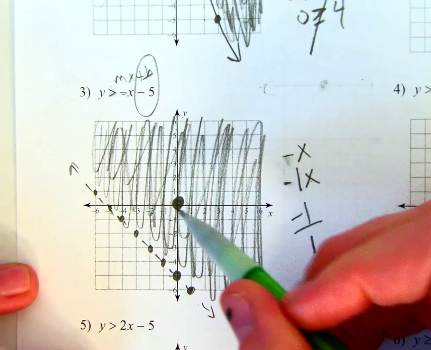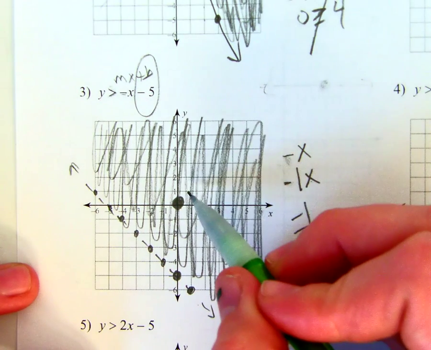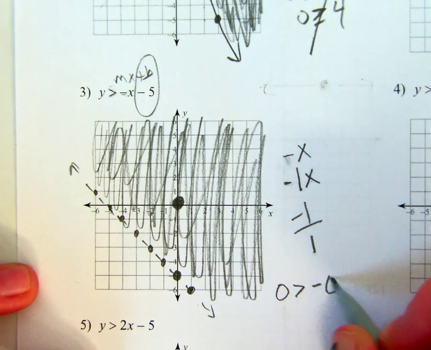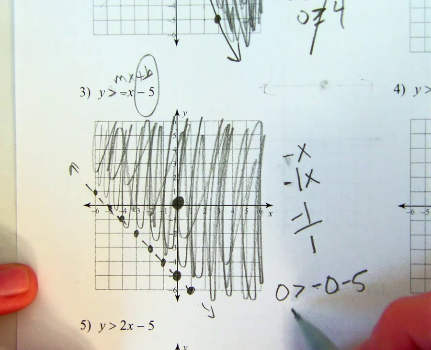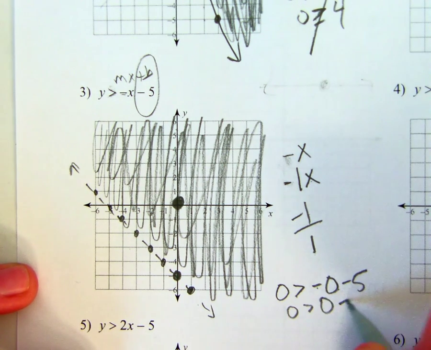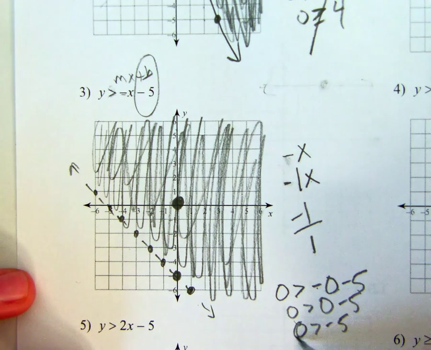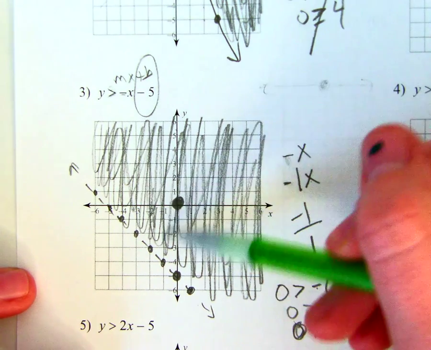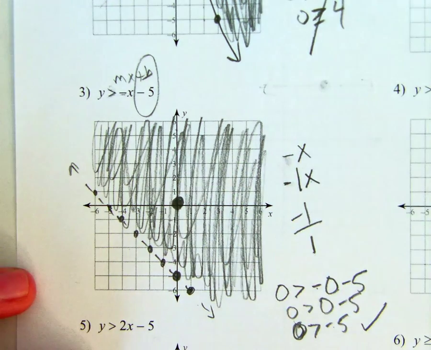This time I see that this should work. So I'm going to plug in a 0 for y, greater than, I'm going to plug in a 0 for x. Well, negative 0 is just 0. Take away 5, and you get negative 5. Is 0 greater than negative 5? That, of course, is true, which means this point is a solution, which means this side of the line is where the solutions in fact lie.